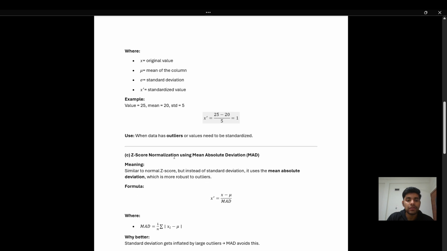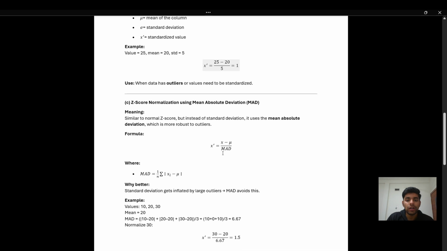Third one is Z-score normalization using mean absolute deviation. Similar to the normal z-score, but instead of standard deviation, it uses mean absolute deviation, which is more robust to the outliers. Formula is x minus mu upon mean absolute deviation, where mean absolute deviation is 1 by n summation of absolute xi minus mu. Why it's better? Standard deviation gets inflated by large outliers, but mean absolute deviation avoids this.